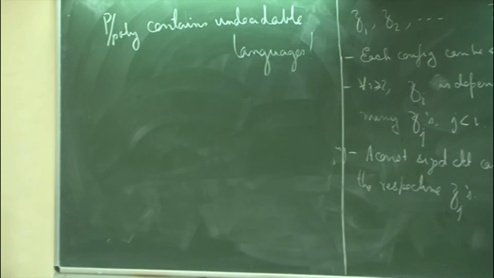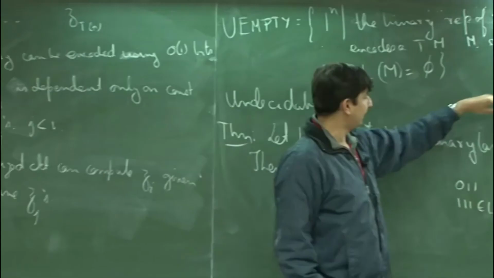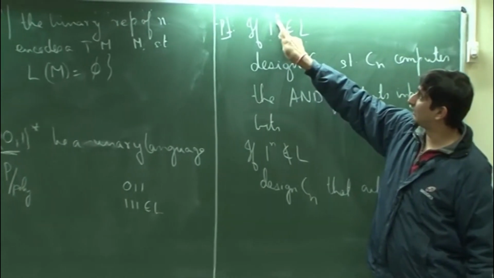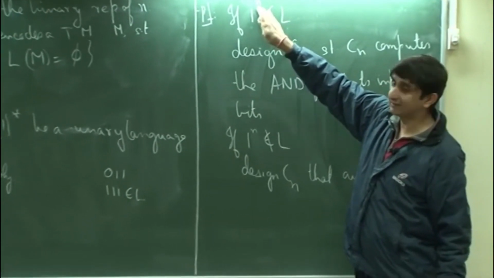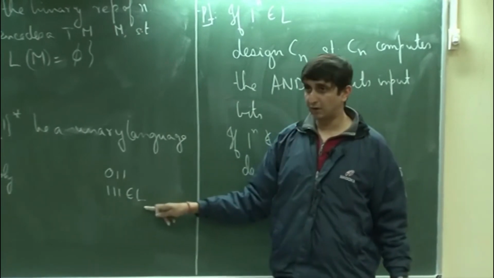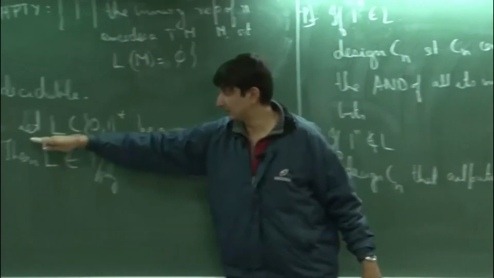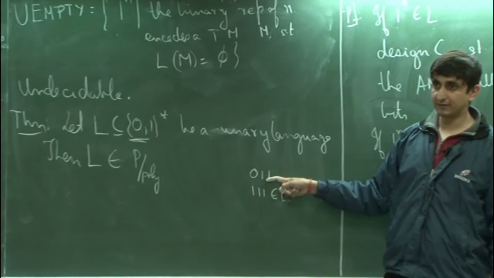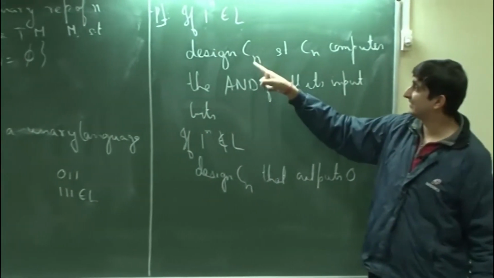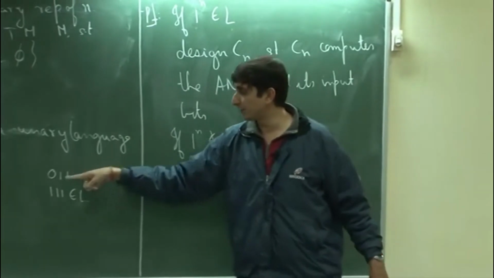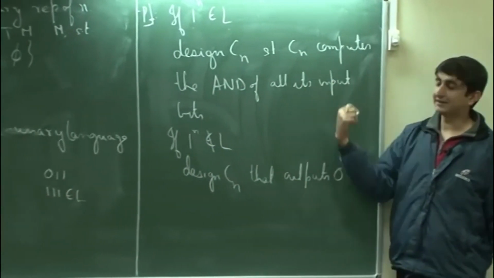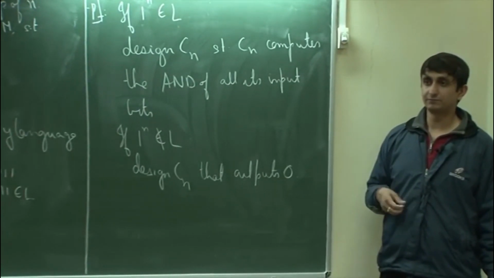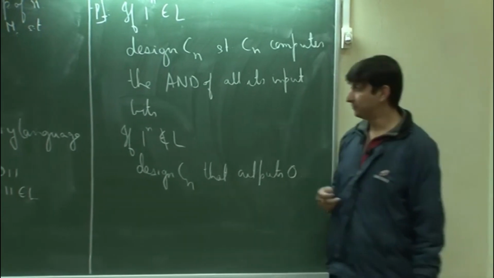Suppose 1 to the power n is in L. In particular, I am looking at n having the value 3. So, 1 1 1 belongs to L. But since the theorem is for L, which is a unary language, 0 1 1 is not in the language. So, the circuit that I designed for C3 should reject 0 1 1, whereas it should accept 1 1 1, and that is the reason why I am taking the AND of all bits. Even if it has a 0, it will output 0, and only 1 1 1 will be accepted.